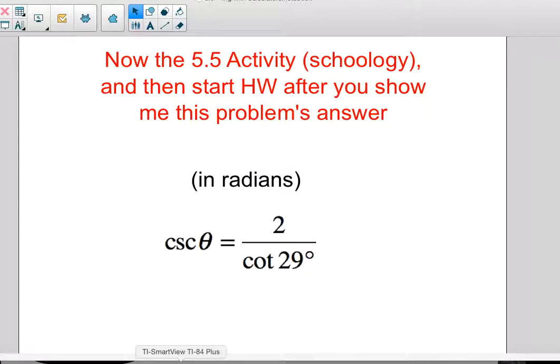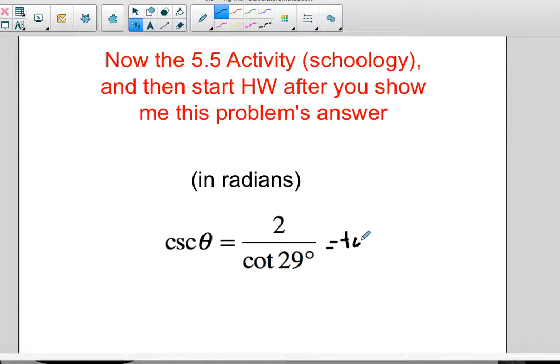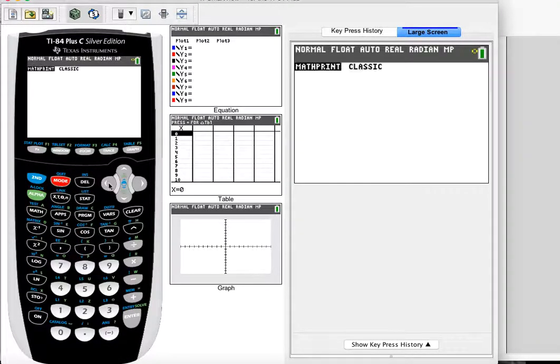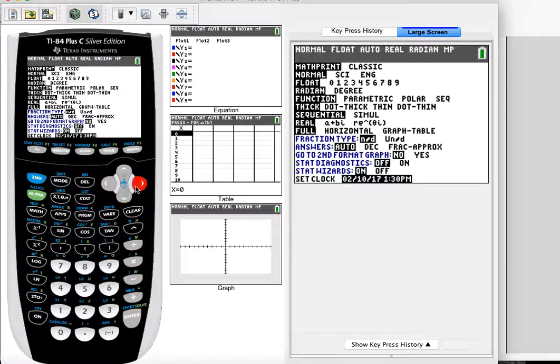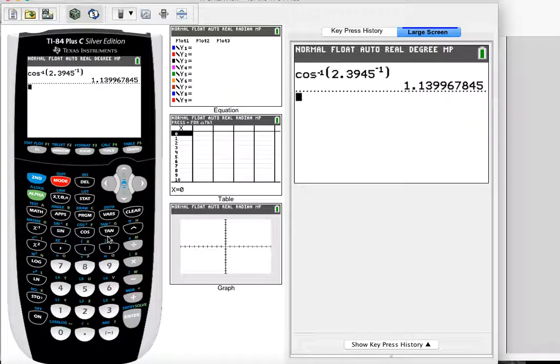You can do, that's really the same thing as tangent of 29 degrees, right? Because it's kind of in the denominator. So it's the same thing as 2 tangent of 29 degrees. But you don't have to do it like that if you want. You could just get cotangent of 29 degrees. So I'm going to input degrees, so I actually want to be in degree mode. And I need cotangent of 29 degrees.